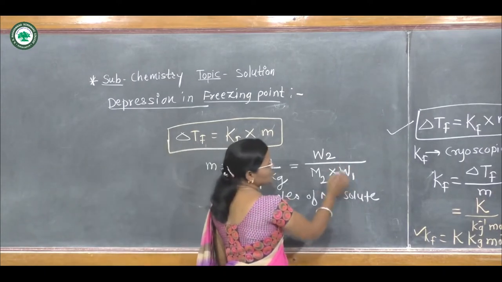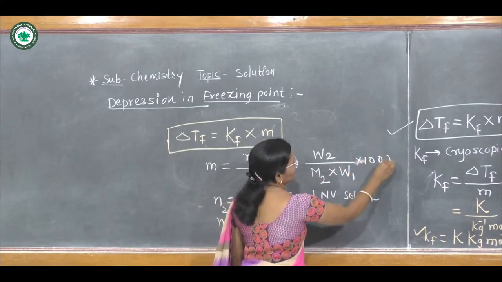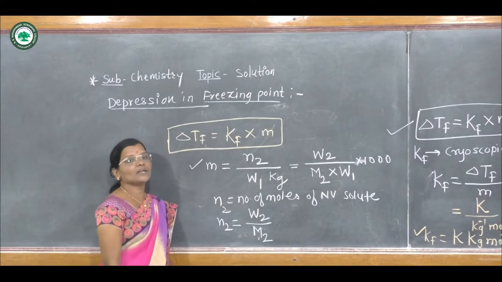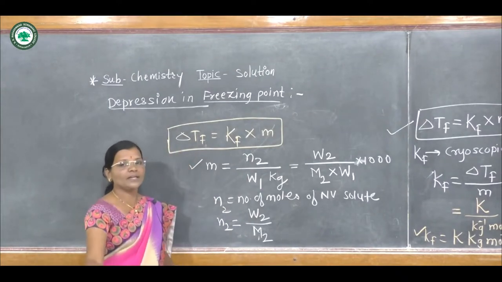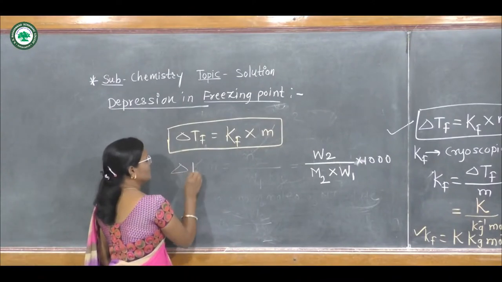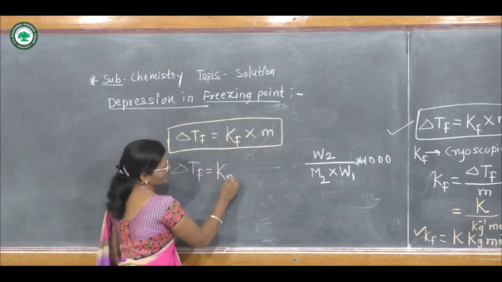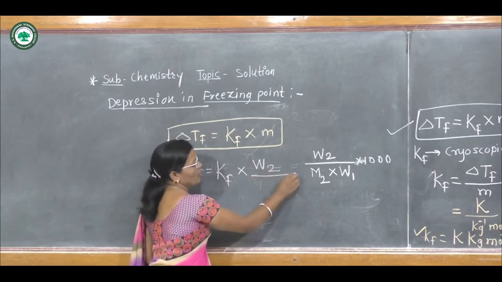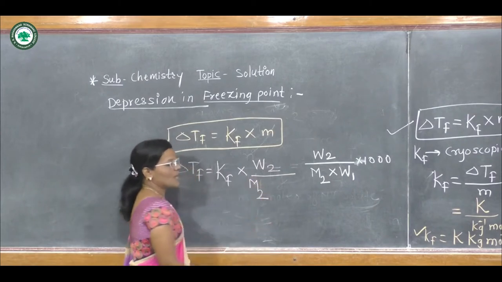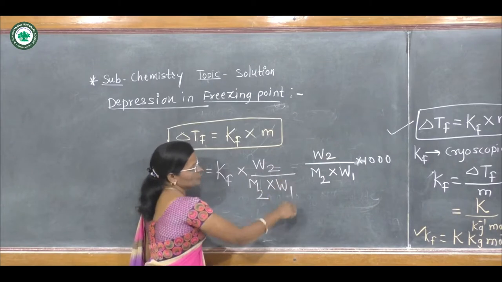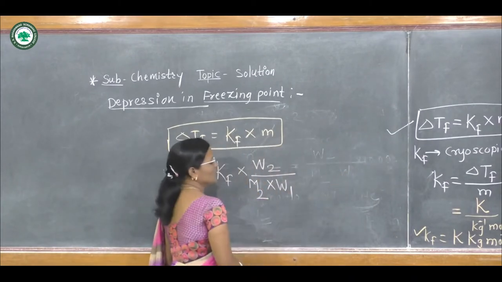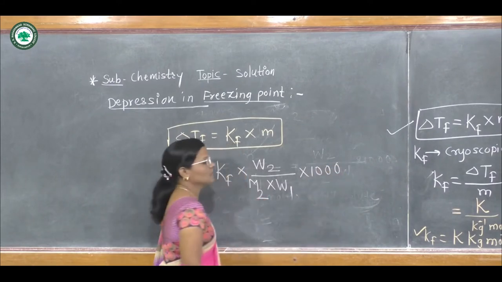Now if we consider all these terms in terms of gram, then we have to multiply this equation by the term 1000. So if we replace this molality in the equation of depression in freezing point, we can write the equation as ΔTf is equal to Kf, the cryoscopic constant, the proportionality constant, as it is, into W2, the weight of solute, divided by M2, the molar mass of solute, into W1, the weight of solvent present in the solution. All these terms are considered in terms of gram, so we have to multiply this equation by the term 1000.